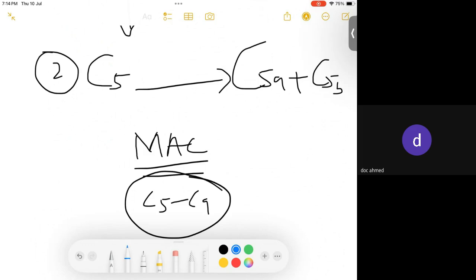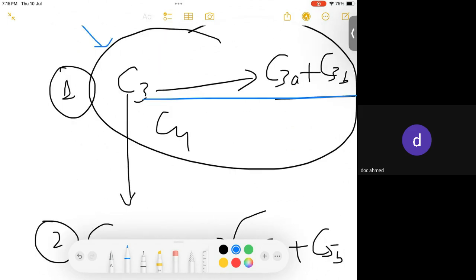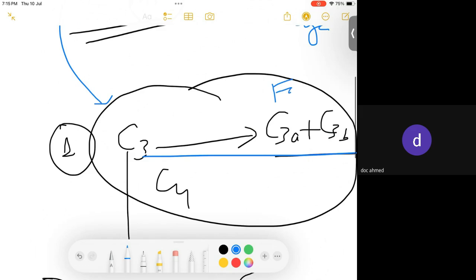The last one is the alternate pathway. Let me make that really simple for you guys. The alternate pathway is the spontaneous conversion of C3 into C3a and C3b. We do not know the reason. Sometimes C3 converts spontaneously into C3a and C3b, and we are going to have something called factor B. So these two things are important for the alternate pathway: the spontaneous activation of C3 along with factor B. Keep that in mind, factor B.